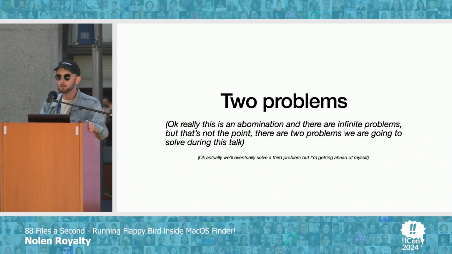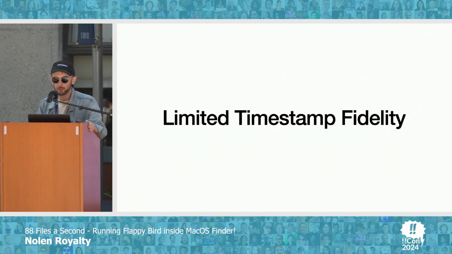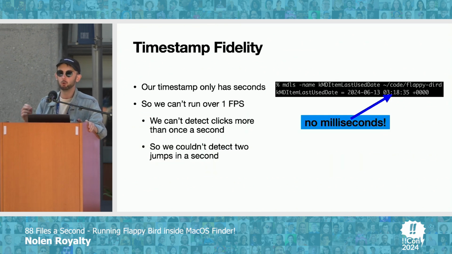What are the problems? Well, there are two problems, or alternatively, there are infinite problems with doing something like this, but we're going to talk about two. One of the problems is that we have limited timestamp fidelity. The modified-date listing only gives us seconds. It doesn't give us milliseconds. And what that means is that we can't run it over one frame a second, because you can't jump more than once a second. If you jumped twice in a second, we wouldn't update the timestamp the second time, right? And we want our players to be able to play our very playable game. So we need to do something about that.